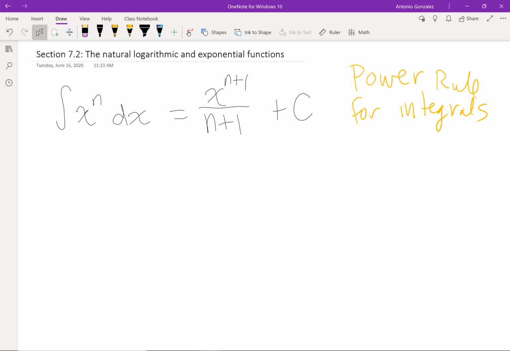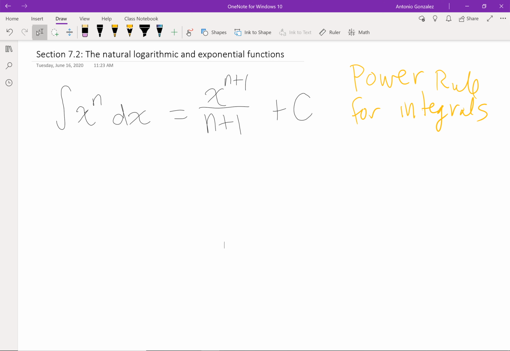Okay, so today we are going to look at section 7.2, the natural, logarithmic, and exponential functions. All right, so what you see in front of you is the power rule for integrals. We learned in first semester calculus that whenever we're dealing with a power function, the discussion was around exponents that were rational numbers. Right? There was no talk, or most likely you didn't talk about irrational exponents and what that actually represents.